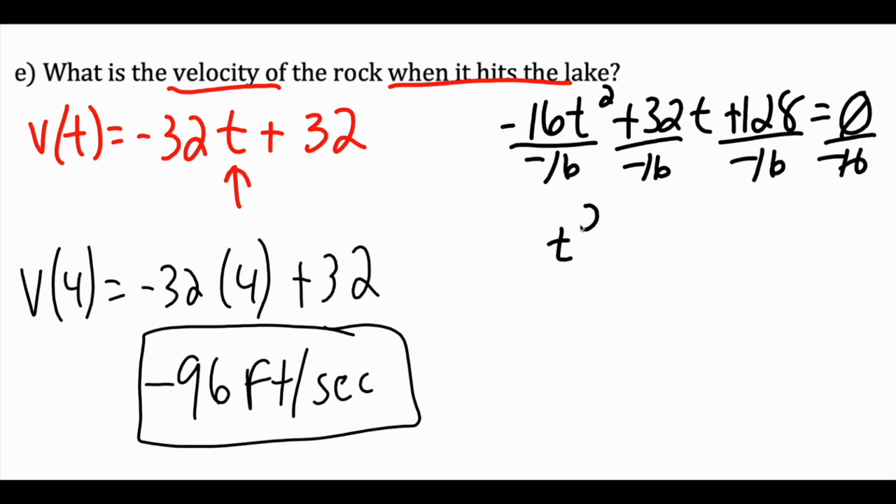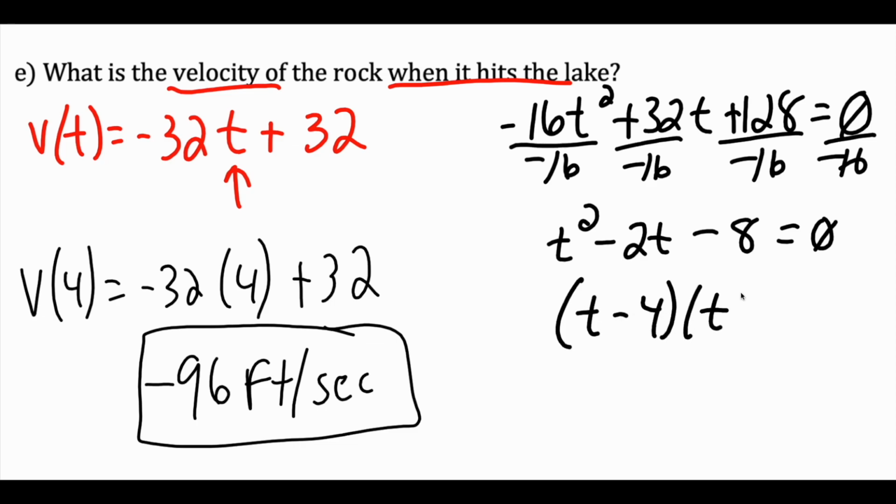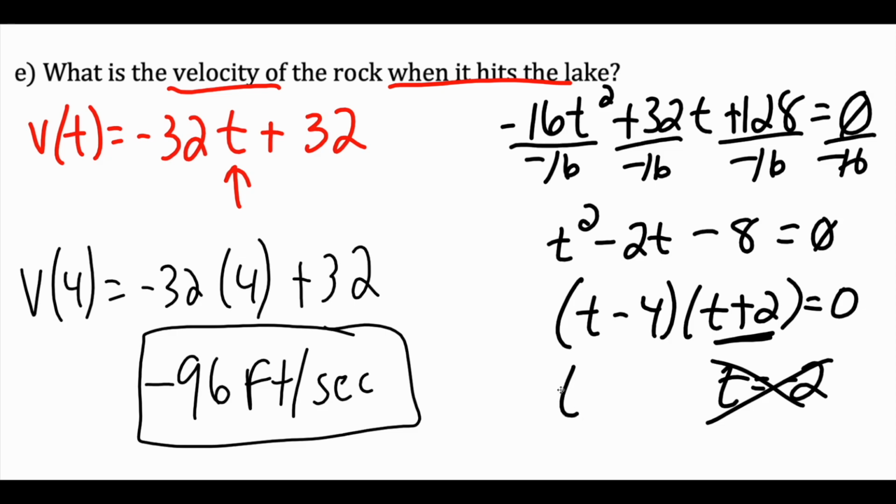So we get t squared minus 2t minus 8 equals 0. So this actually factors, like I said, very nicely. (t minus 4)(t plus 2). This would give you t equals -2, which we can't have, negative time. This one would give us t equals 4.